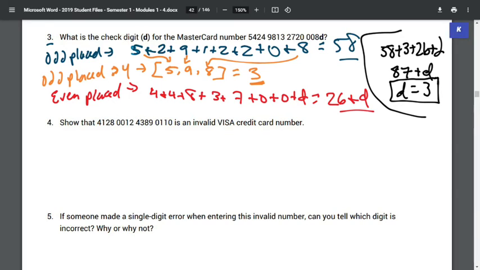So last thing is number 4. So this time we're going to prove that it's invalid. So this time actually even easier. We don't have to worry about finding a check digit. So I want you to try this problem. We'll talk about 5, and that will wrap up this lesson.